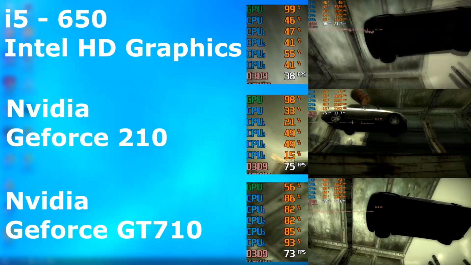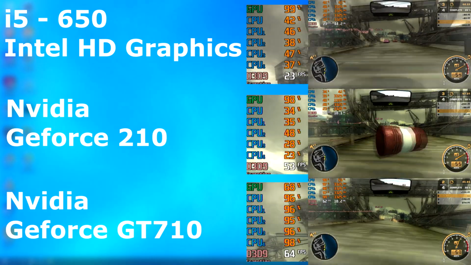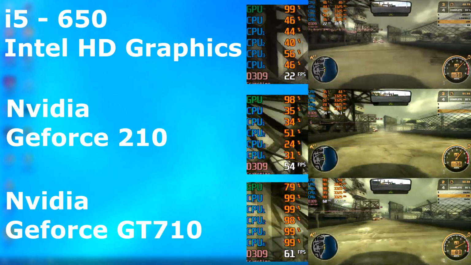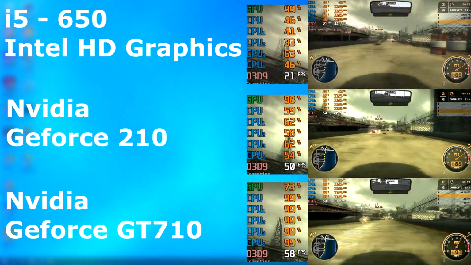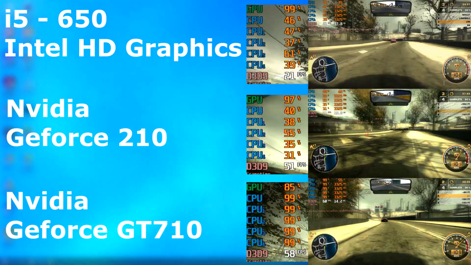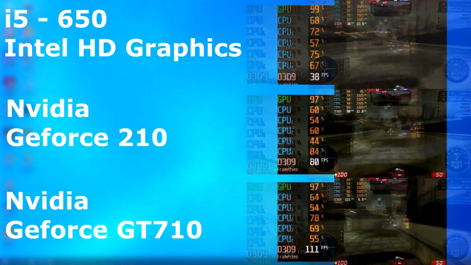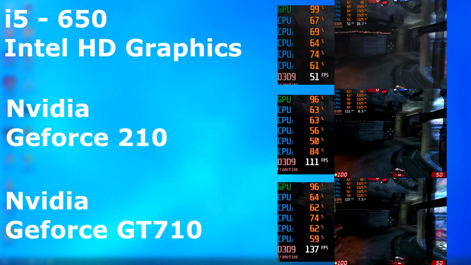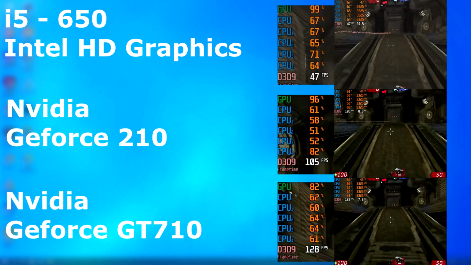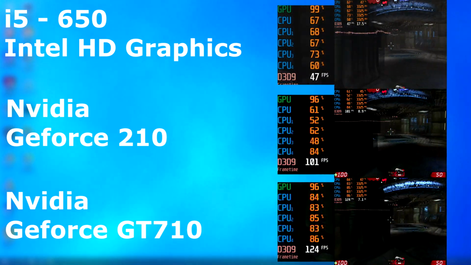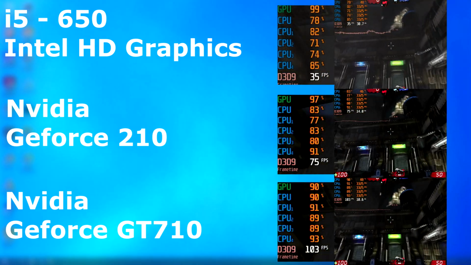With Need for Speed Most Wanted, the 710 did best again, although the 210 didn't perform too bad. Now, with Unreal Tournament 3, I had to set it to 1024x768 for the HD graphics to even run it at all. All did okay, they're playable, but the 710 came out again on top, as expected.